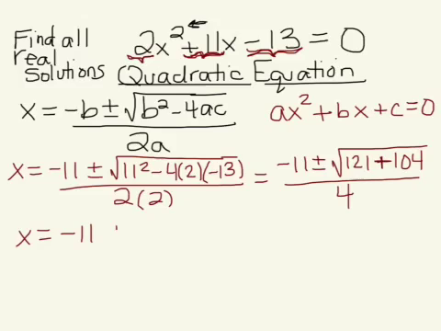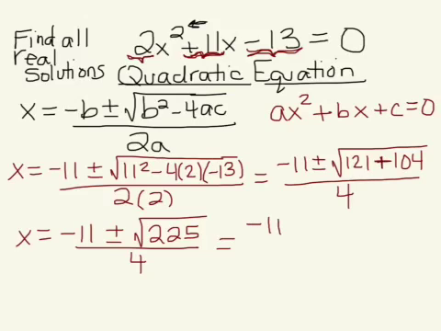So negative 11 plus or minus the square root of 121 plus 104 gives us 225. That's divided by 4. 225 is a perfect square. So if we take the square root of 225, we end up with 15. So you have a negative 11 plus or minus 15, and the radical sign is gone. Square root of 225 is just 15. This gives us 4. Now we can come up with our 2 answers.